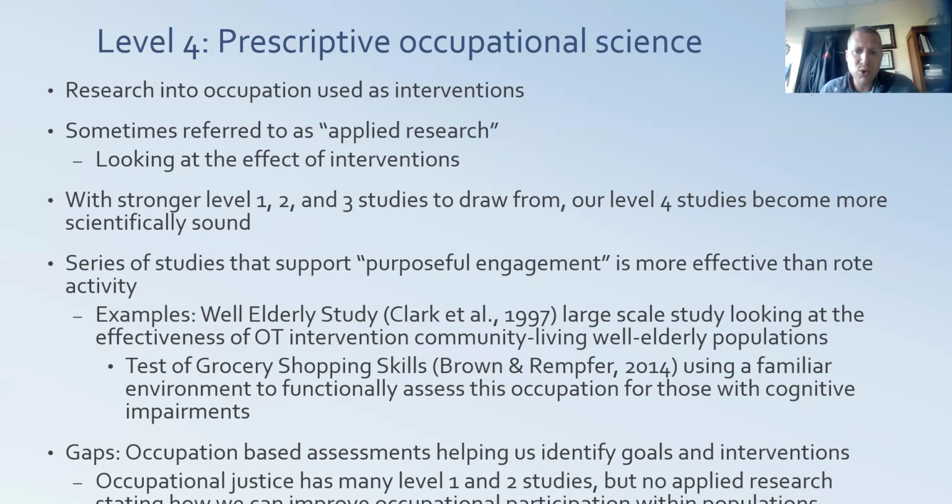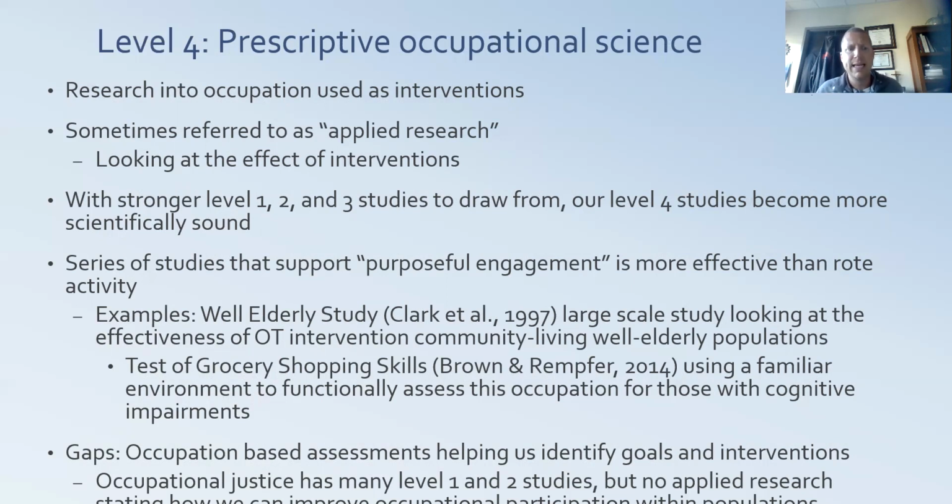There is an assessment tool out there also that uses prescriptive, or it's more prescriptive. It's called the test of grocery shopping skills. And so really they're using a familiar environment, whatever grocery store that they're used to shopping in, which would functionally assess that occupation and help predict perhaps their cognitive functioning or cognitive impairments.